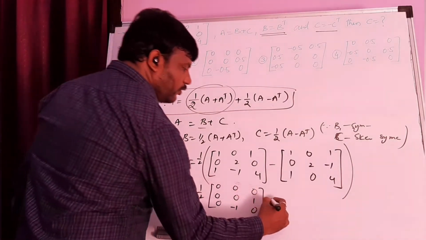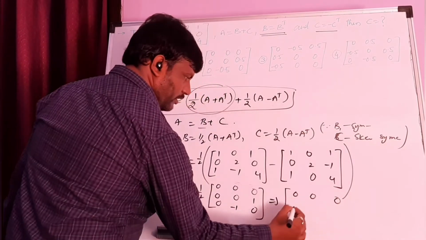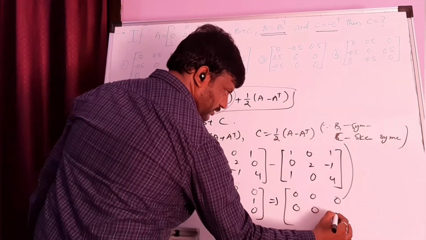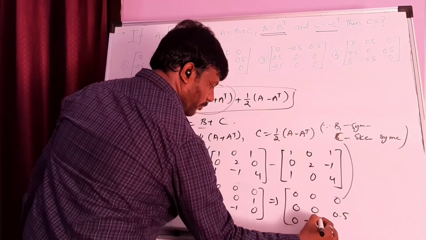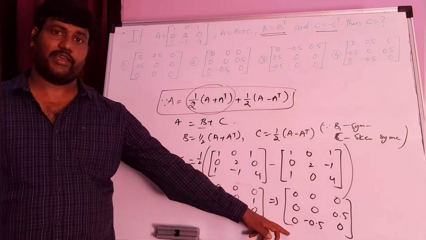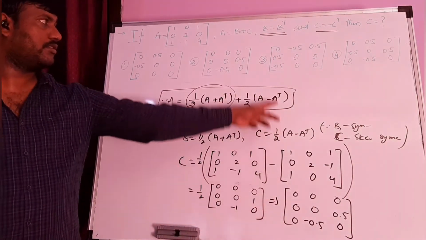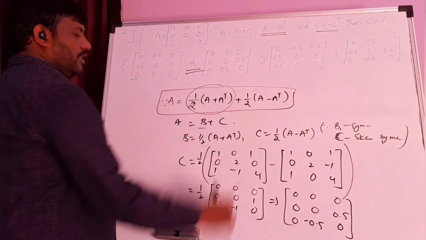When you take 1 by 2 inside, it becomes like this: 0, 0, 0, 0. 1 by 2 is nothing but 0.5. So 0, 0.5, minus 0.5, 0. Why? Because the options they gave are in terms of decimal points. That's why I simplified here. Now see, the options here, what is the answer for this? You get the second option as the answer.